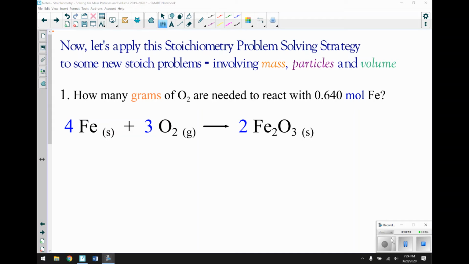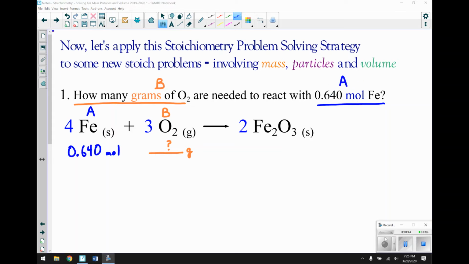Number 1. How many grams of oxygen? So you see I marked that because I said how many, that's my desired quantity. So I marked it as substance B. I marked it in my balanced equation, and I put how many grams. Let's go on. Are needed to react with 0.640 moles of iron. That's my given substance.